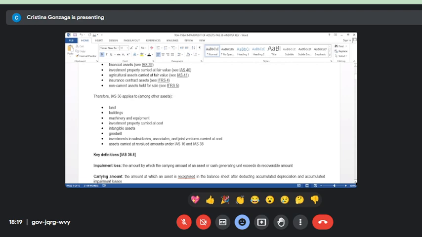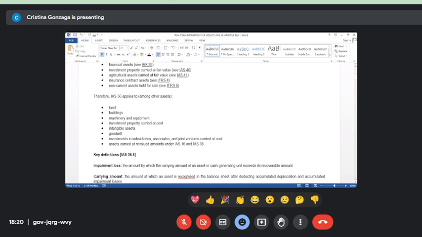So PAS 36 is applicable to assets that we measure using the cost model. And then assets carried at revalued amounts under PAS 16 and PAS 38. What is PAS 16? PPE. What is PAS 38? It is the standard for intangible assets. So this is the application of PAS 36.